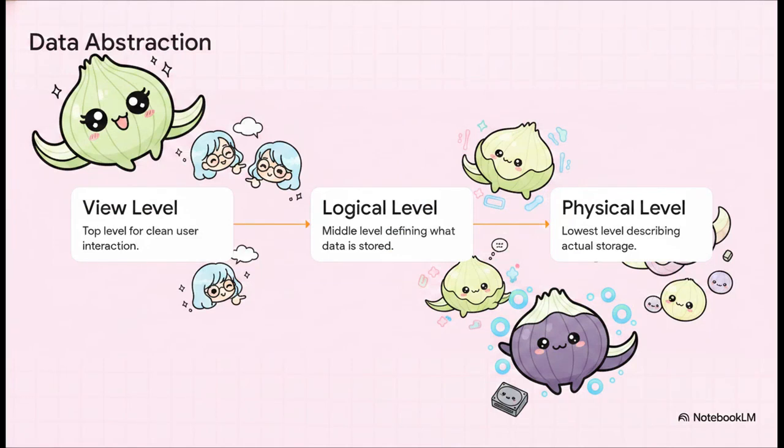To pull this off, databases use a three-level architecture. It's honestly a lot like peeling an onion. We start from the outside, where the user sits, and go all the way down to the core, where the data actually physically lives. Those three steps are Step 1, the view level at the top, Step 2, the logical level right in the middle, and Step 3, the physical level at the very bottom. Let's look closer at each one.